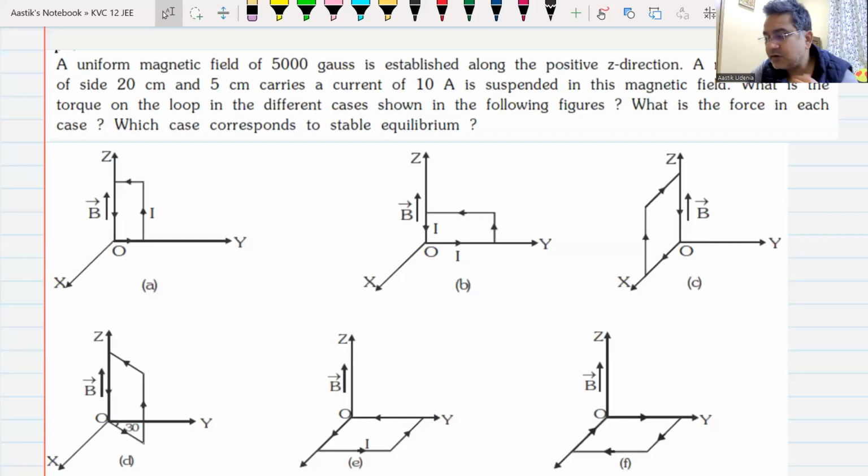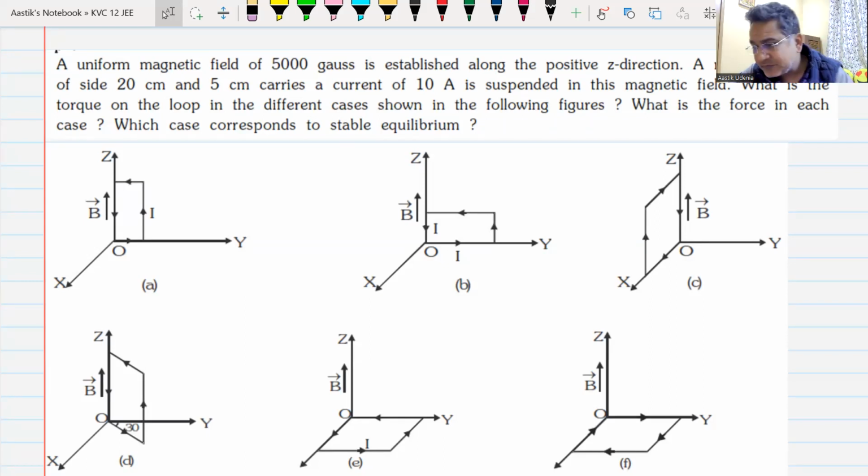Then this is a small question, sir. You have a uniform magnetic field of 5,000 Gauss established along the positive z-axis. Remember the axes are somewhat different from your normal things. A rectangular loop of size 20 centimeters and 5 centimeters carries a current of 10 ampere and is suspended in this magnetic field. What is the torque on the loop in the different cases in the following figures? What is the force in each case? Which case corresponds to stable equilibrium? I think you can give the answer for the second question. What is the force in each case on the loop?